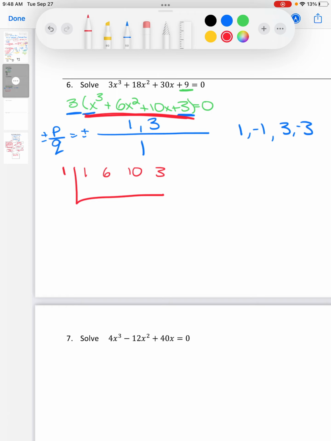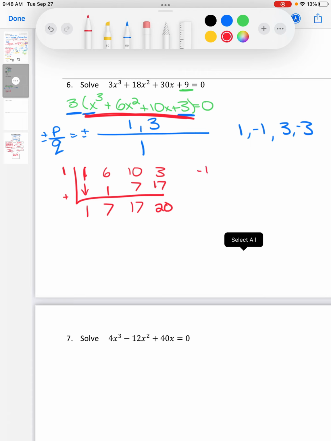Now, just as a hint, you can kind of tell 1's not going to work because none of these have negatives, so we're never going to end up subtracting numbers. We're going to keep getting bigger. So you'll see in a second. So remember we dropped down the first 1. 1 times 1 equals 1, and we add those two rows together, so 6 plus 1 is 7. 1 times 7 is 7, so we get 17. 1 times 17, so we get 20. So that's not going to work. So we need to try a negative number.